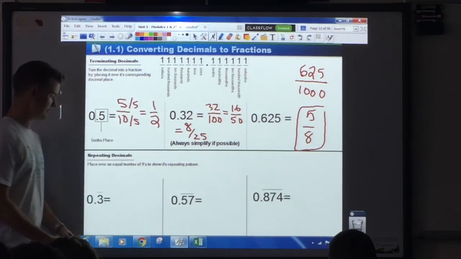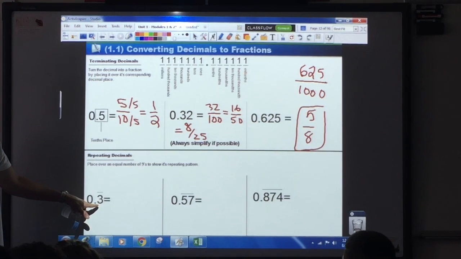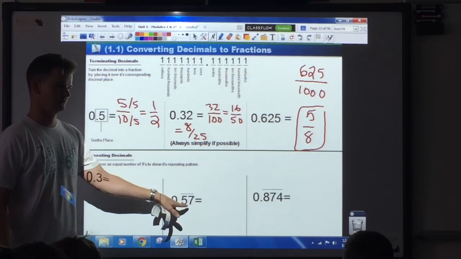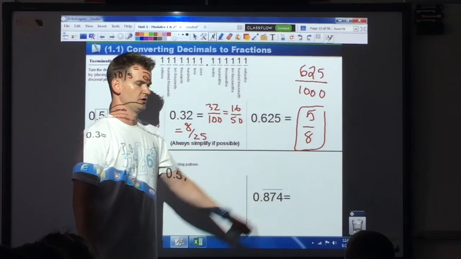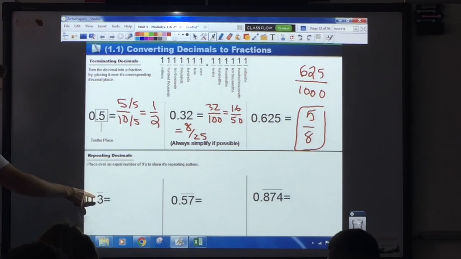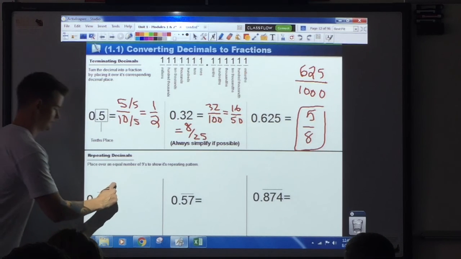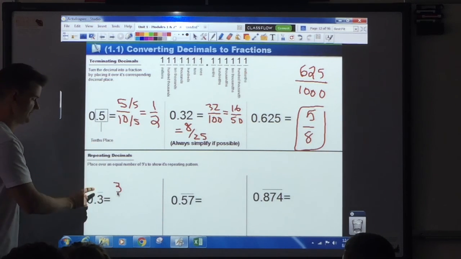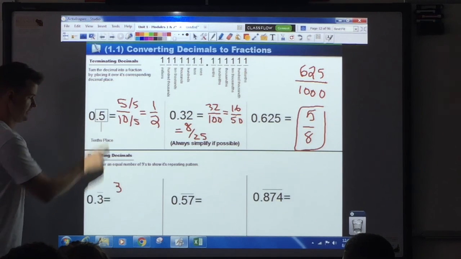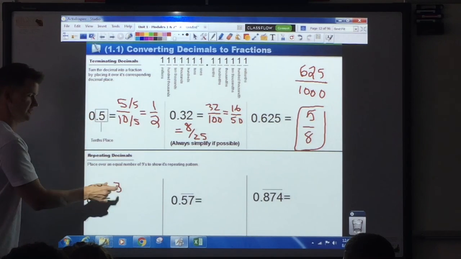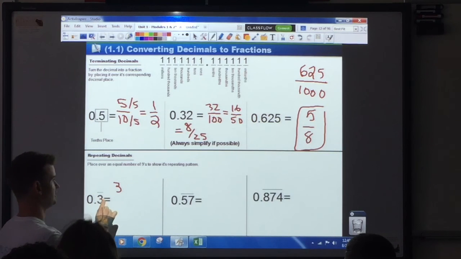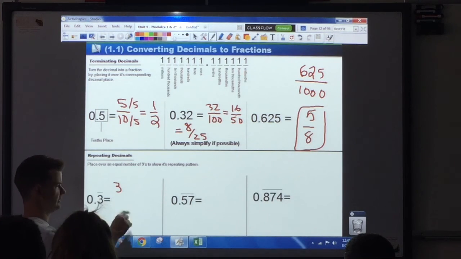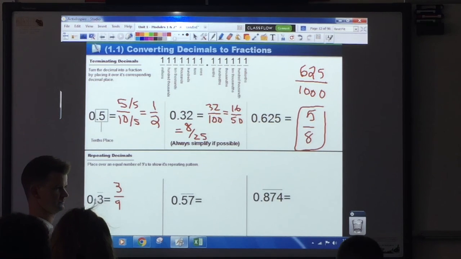How many numbers come after the decimal here? Two. How many numbers come after the decimal here? Three. So here's what you know. Take just the number. What number is that? Three. If you see bar notation, you're not putting it over 10. That's repeating. This and this are not the same type of thing. That stops. This goes on and on forever. Underneath this, you're simply going to put, how many numbers do you have after the decimal? One. You're going to put 9.